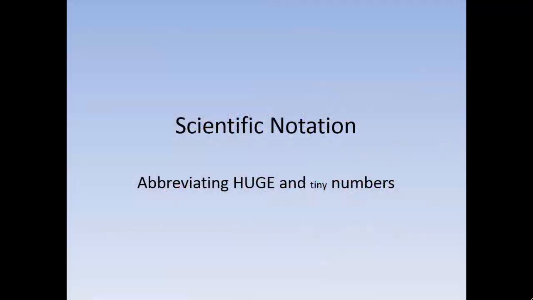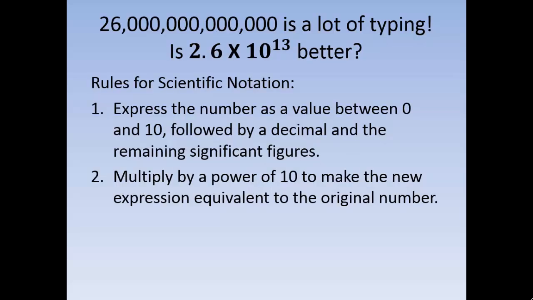Scientific notation is the convention that we use to abbreviate huge and tiny numbers. Here's a huge number. I don't think you'd want to write that out. In fact, a lot of people make mistakes when they write down this many zeros because it's really easy to miscount and add one or leave out one.